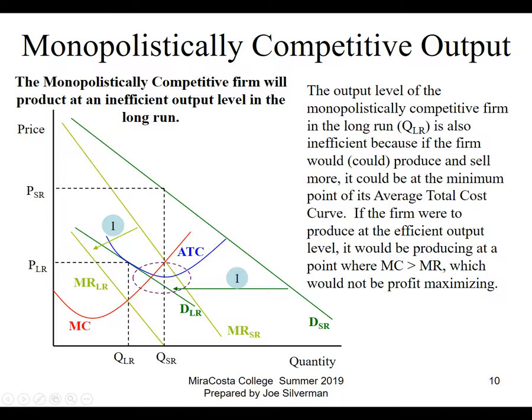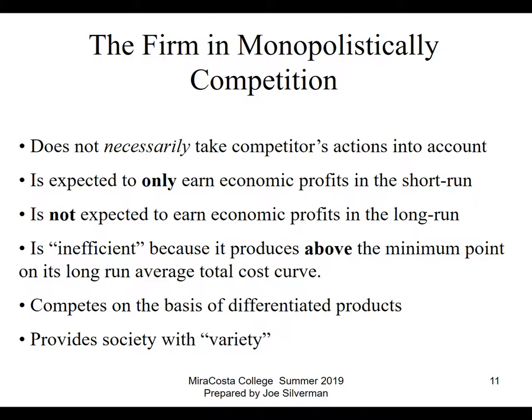But this is actually the best the firm can do because this is where marginal revenue is equal to marginal cost. In other words, Q_LR, if the firm were to produce more than Q_LR, it would see its own profits go down. And if the firm were to produce less than Q_LR, it could actually increase its profit by producing a little bit more. So there's really no incentive for the firm to try to produce more efficiently, because its profits would actually wind up going down. So this is what we believe is going to happen under monopolistic competition.